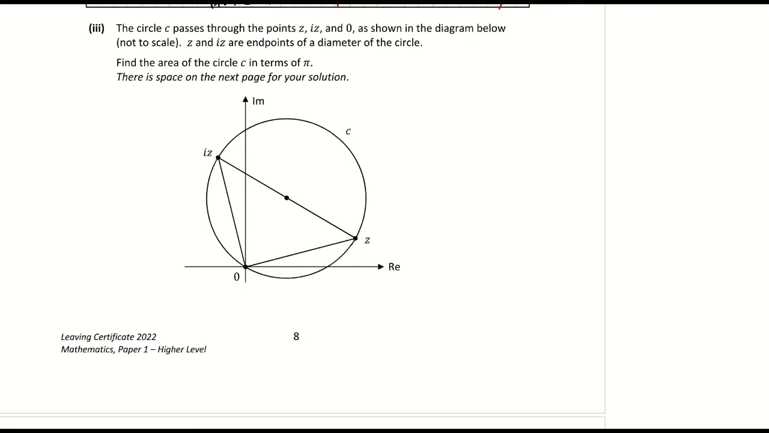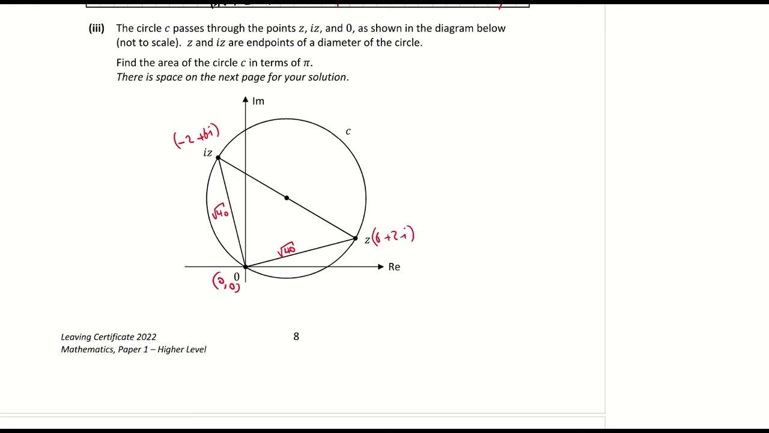So let's fill in everything we know. O is the origin, so that's obviously going to be 0, 0. The point iz we found out in part 2 to be minus 2 plus 6i, so that's that coordinate, and the coordinate of z is 6 plus 2i. So that's everything we know. We know the distance from the origin out to z is the square root of 40, because that was the modulus from part 2. The modulus stands for the distance from the origin to the coordinate. And we also know that the distance from the origin to iz is also the square root of 40.